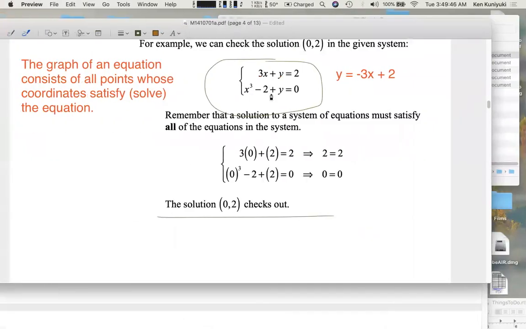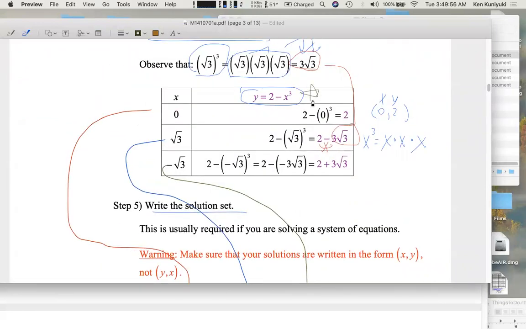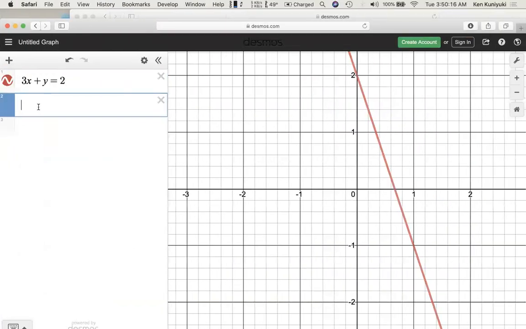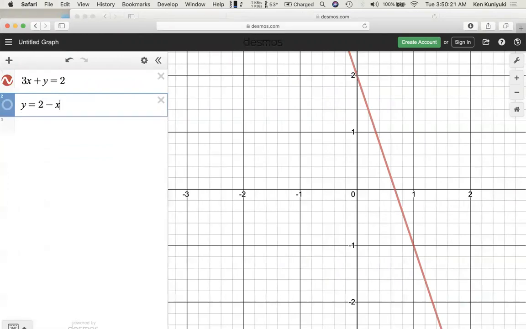Now, what about the graph of the second equation? Well, remember, we already solved that for y in terms of x. That was star. Remember the star relationship here, right? It was y equals 2 minus x cubed, because we like to have y as a function of x. Let's rewrite this as y equals 2 minus x cubed. All right, over here, let's keep this a secret. Y equals 2 minus x cubed.